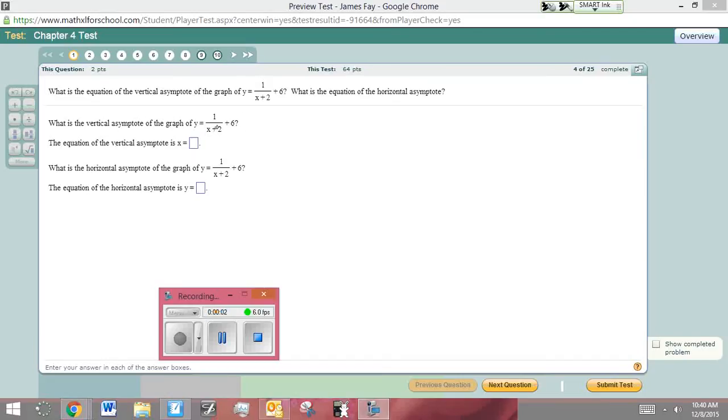If we're looking for vertical asymptotes, that's when the denominator is equal to 0. Okay, so the equation of the vertical asymptote is x equals -2. All right, what is the horizontal asymptote?